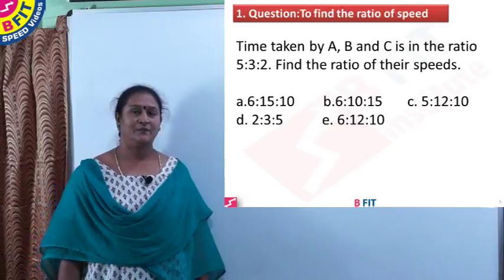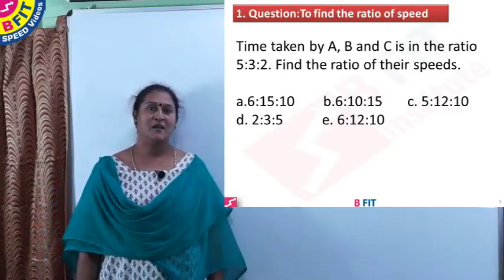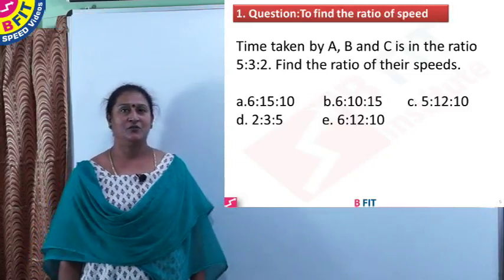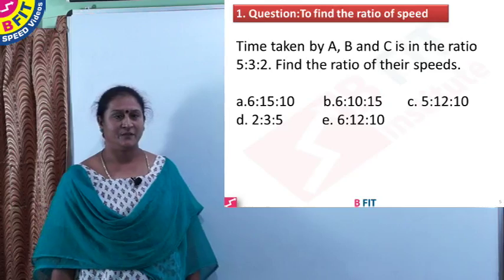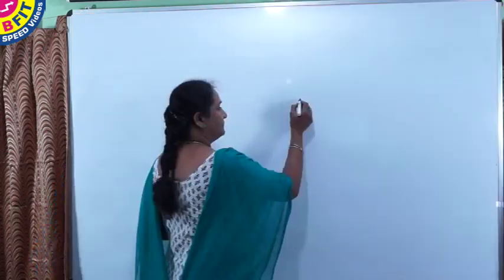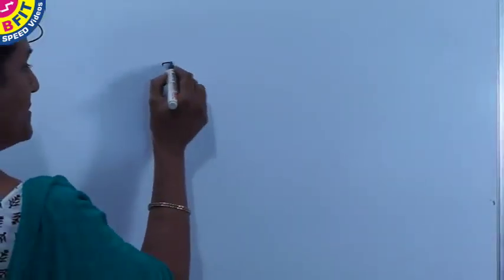Question number 1. Time taken by A, B and C is in the ratio 5:3:2. Find the ratio of their speeds. So we'll see the working. So here the time taken ratio by 3 persons A, B and C is given.